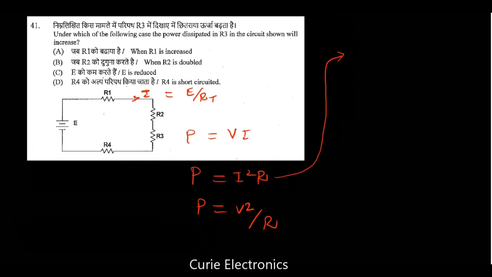Next, R4 is short circuited. Now this is the right option. When you short circuit this R4, what happens? This is replaced by a wire. Now our RT decreases. So more current will flow through R1, R2, R3. So what happened? When more current flows, power dissipation increases. So option D is the right answer.